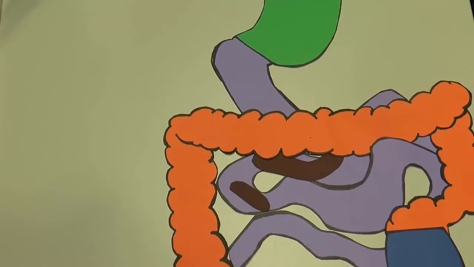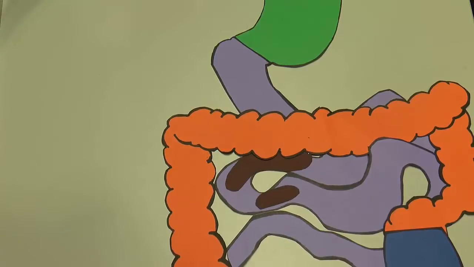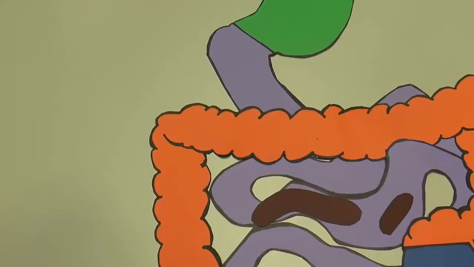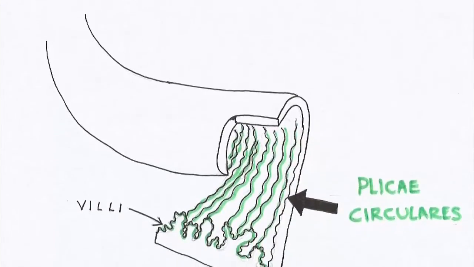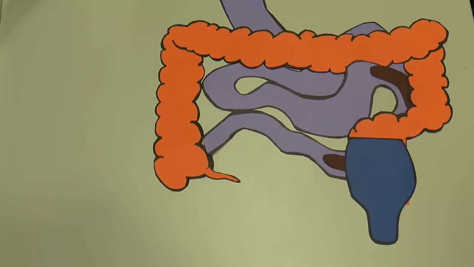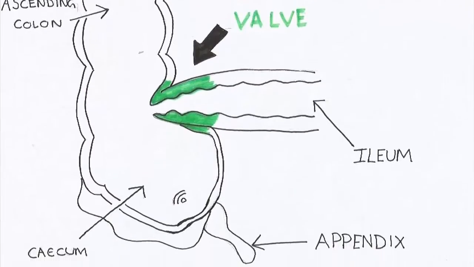The jejunum becomes the ileum, however there is no definite border between them. Both are involved in the absorption of nutrients, reflected by the presence of plicae circularis. The ileum ends at the ileocecal junction, where it invaginates to become the ileocecal valve.